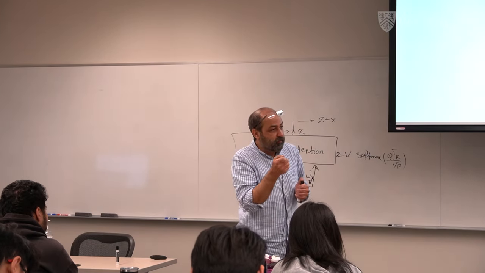So we are going to concatenate all of them. That's going to be a long vector of this form. And then you multiply this by a new linear matrix W0, which reduces the dimensionality to M, the dimensionality that you need. And that's going to be your new Z. Any questions so far?